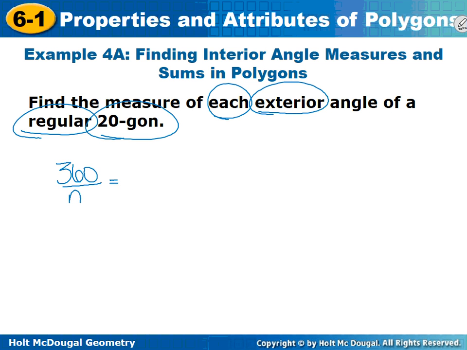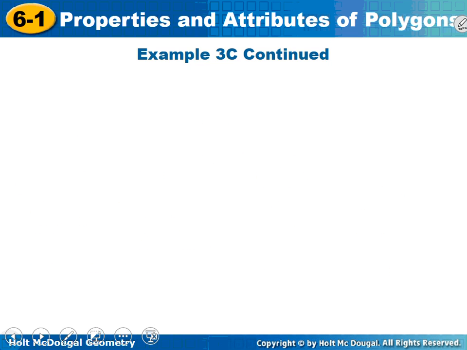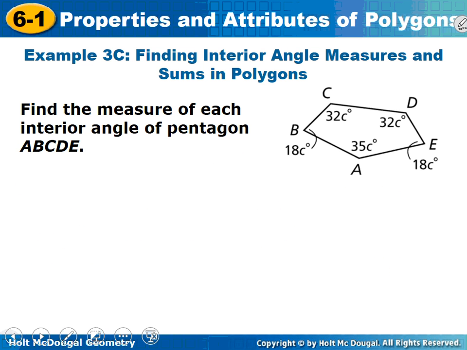What is n in this case? 20. 360 divided by 20 is what? 18. And what do we put? Degrees. So we're saying that if we drew a 20-sided figure, each little angle on the outside of that shape would be 18 degrees. Does that make sense? Okay. All right, let's go back to the one I skipped. I know I keep having you flip back and forth, but let's go back to this one.